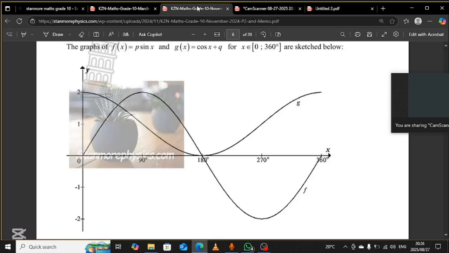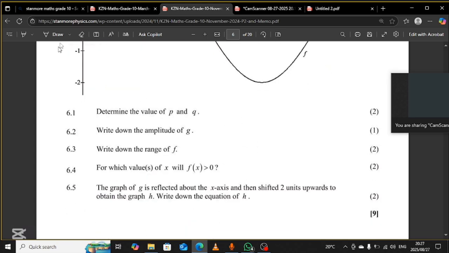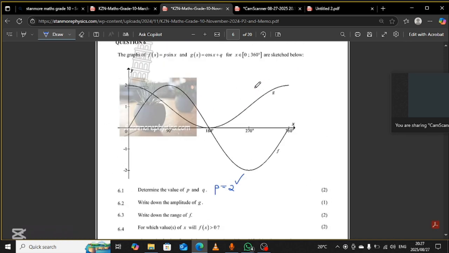Okay, wait. So P will probably say is A, right? The amplitude, right? So what is the amplitude of f of x? The sine graph. It's positive 2. It's the distance from here to here, right? Yes. So the amplitude for this one, P is going to be equal to 2. 1 mark.